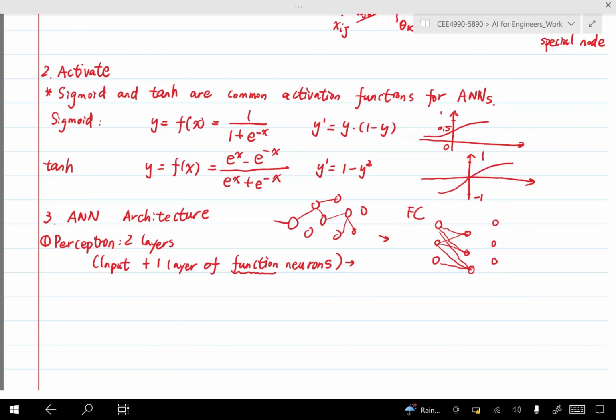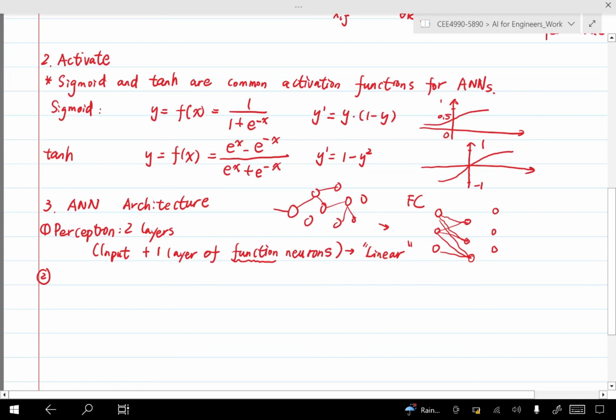And because it only has one layer of functional neurons, it can only deal with linear problems. It does not have nonlinear capacity. For example, if you have a nonlinear curve fitting problem, where points are distributed along a curve, in that case, you will not be able to find a neural network that can perfectly separate the 2 clusters of points. Then we have the multi-layer perceptron or MLP.